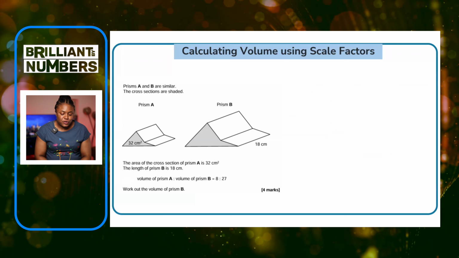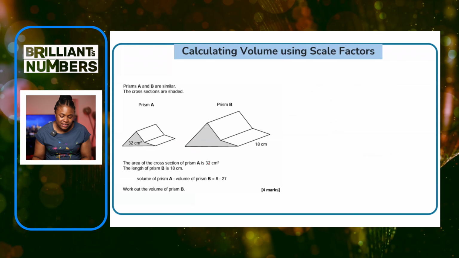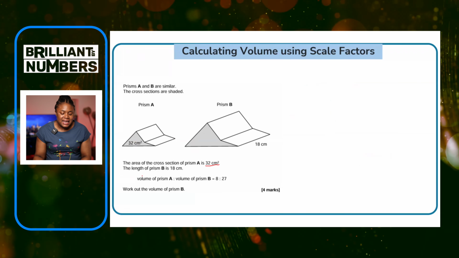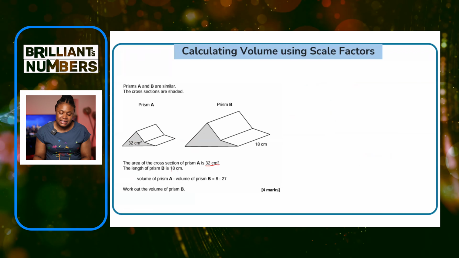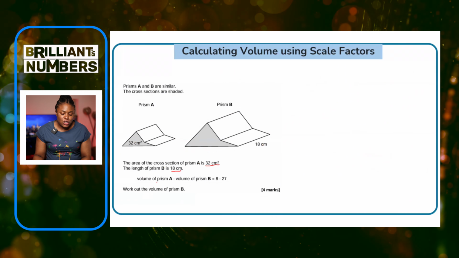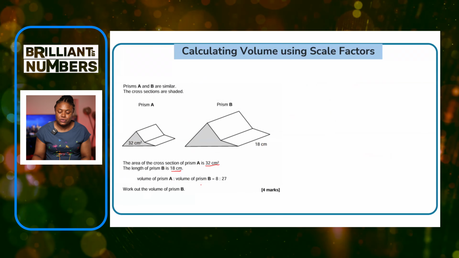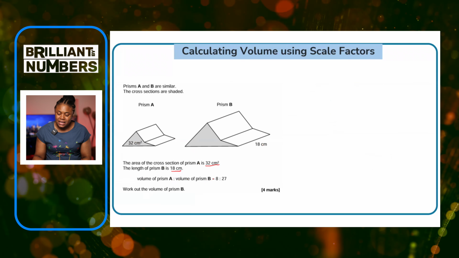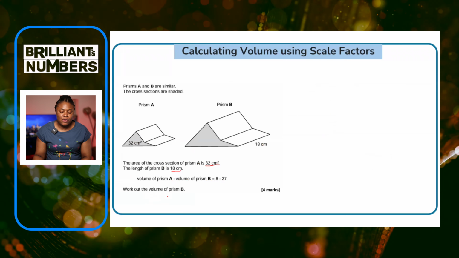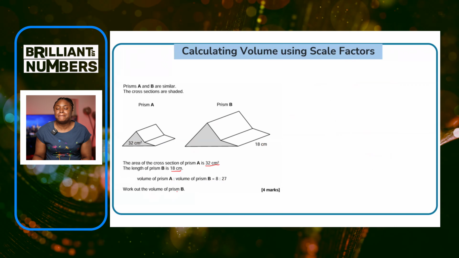The area of the cross section of prism A is 32, which is the shaded region here. The length of the prism B is 18, which we can see on the larger shape. The volume of prism A to the volume of prism B is 8 to 27. Work out the volume of prism B.